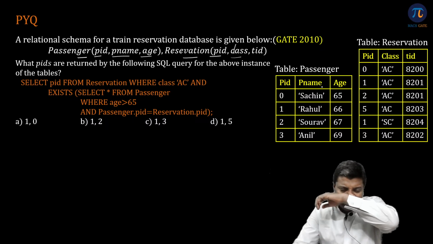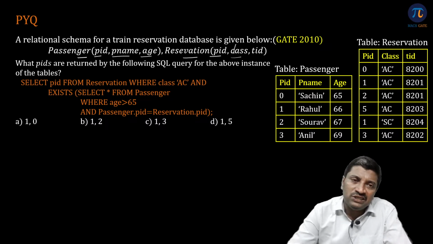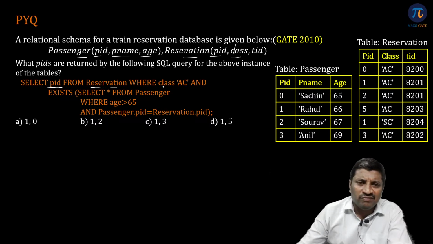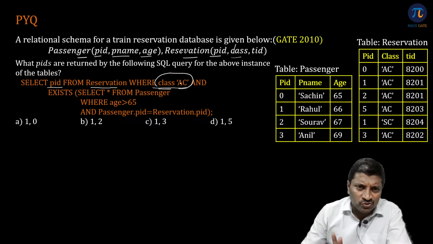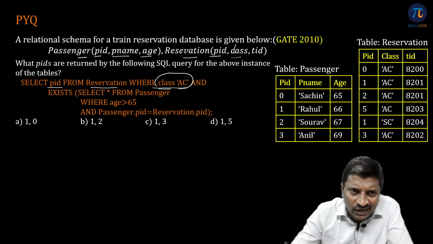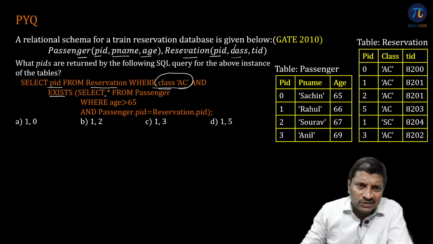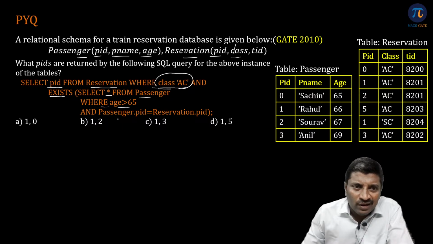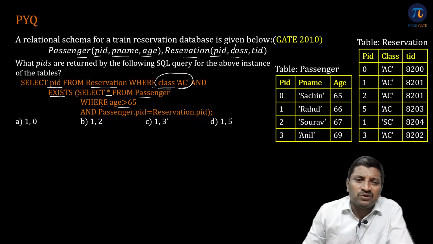Oh, they gave the table, sir. Sir, whenever they give the data in the table, it's very easy. Select passenger ID from reservation where class equal to AC. So I need the passengers who reserved AC class. That is the first part, sir. So who reserved AC class and exists. There is one more, sir. Select star from passenger where age is greater than 65 and passenger ID equal to reservation dot ID.